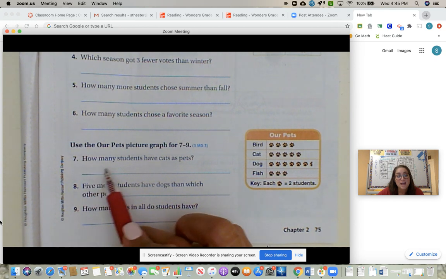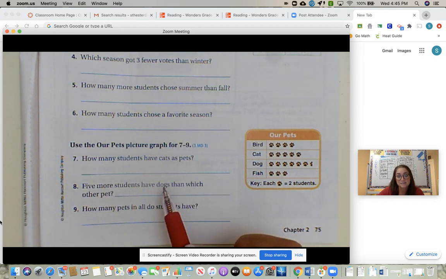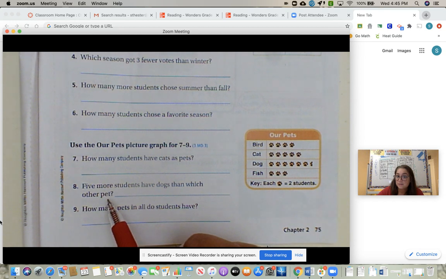Number 7, how many students have cats as pets? Number 8, 5 more students have dogs than which other pet? You need to find your key numbers. So figure out what we're looking for. There also is a math verb. So solve that problem. Number 9, how many pets in all do students have? This is also the same question of how many students were surveyed. Good.